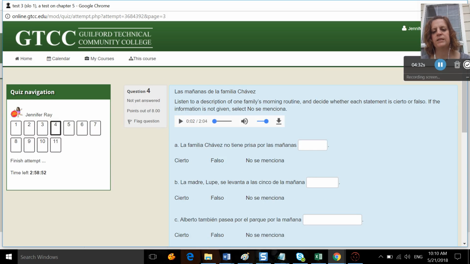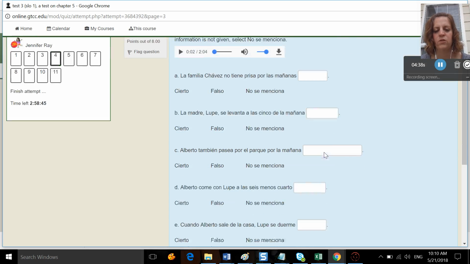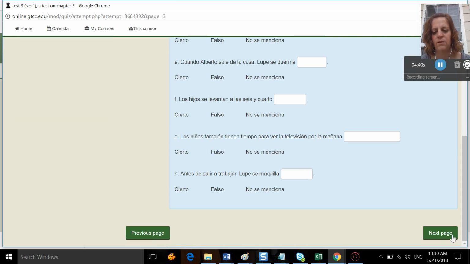Okay, and you're going to decide whether each statement is cierto or falso. If the information is not given, select no se menciona. So you'll just write cierto, falso, or no se menciona in the blanks.